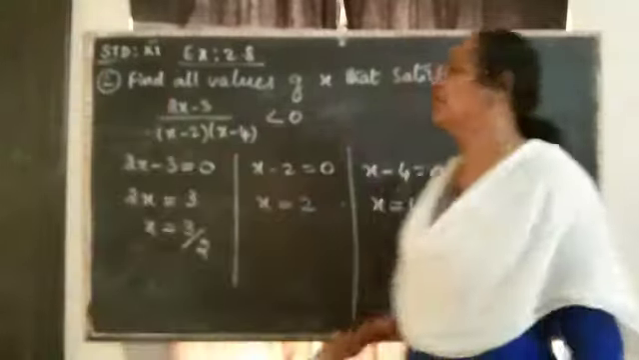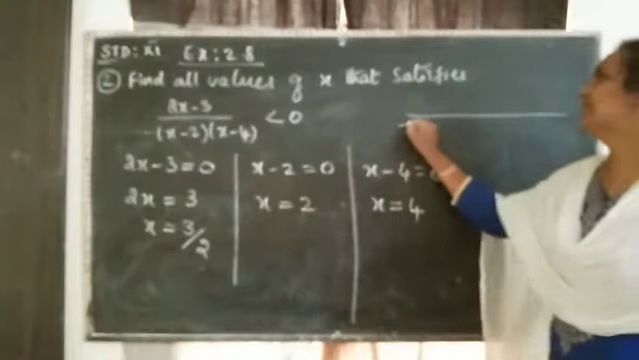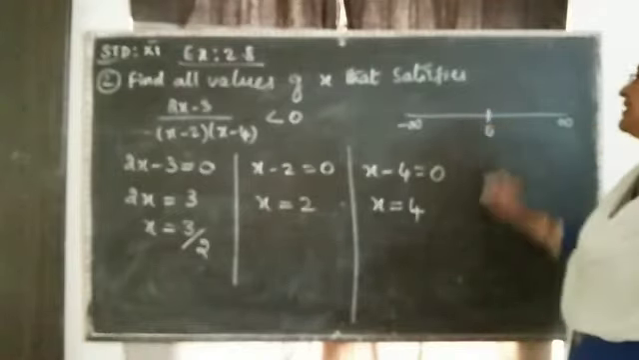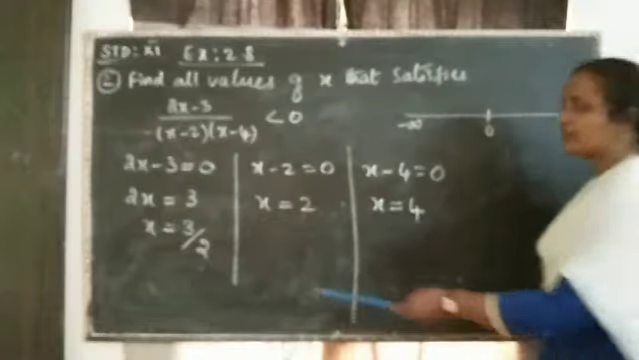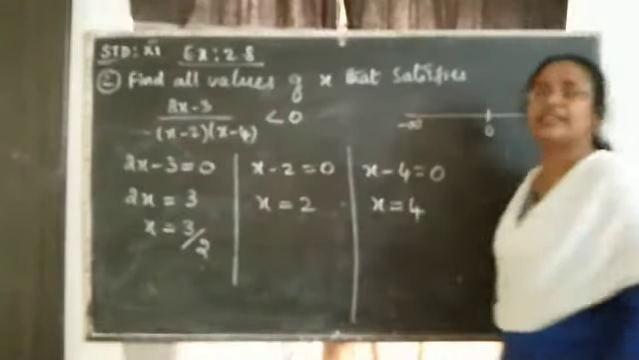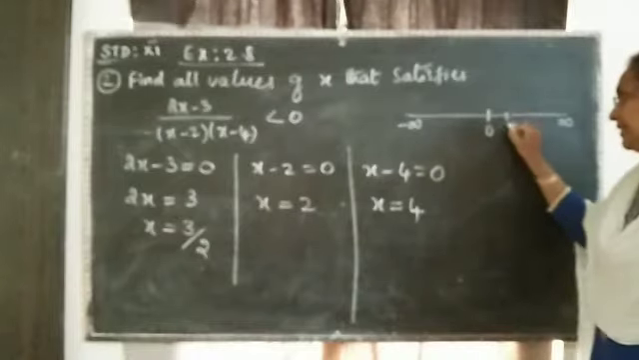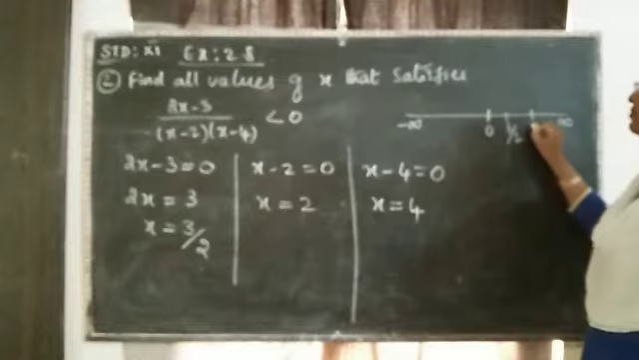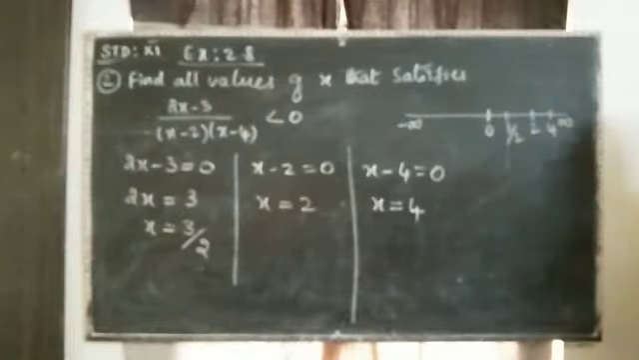Now what are we going to do? We are going to separate the number line, which has minus infinity to plus infinity with 0, according to these critical numbers. Now look into this. 3 divided by 2. What is 3 divided by 2? That is 1.5, approximately here. The next number is x is equal to 2. The next number is approximately 4. Okay.